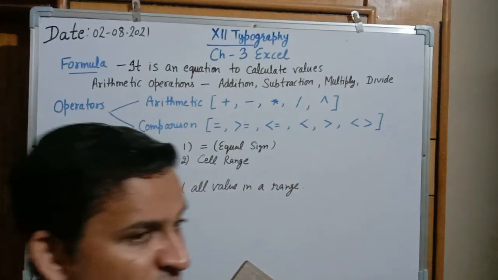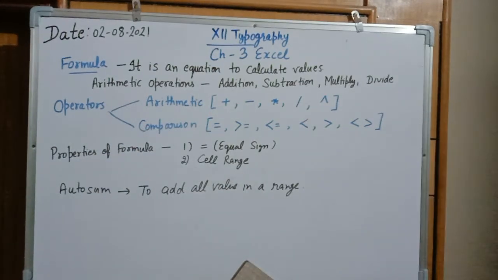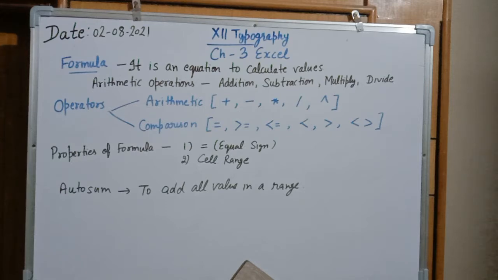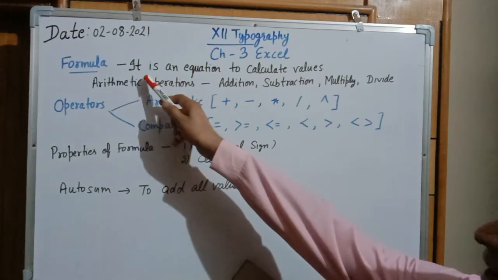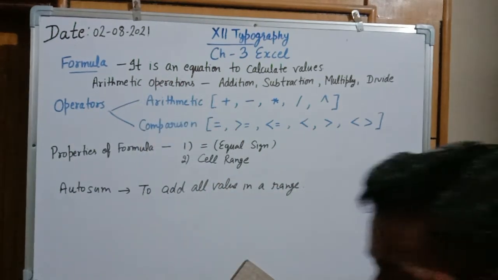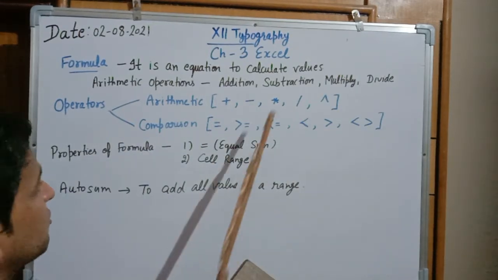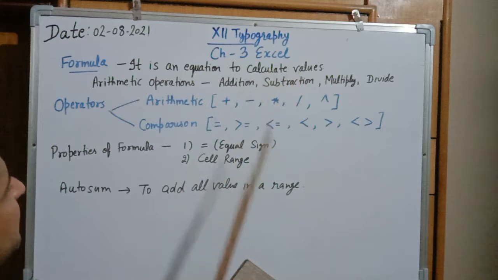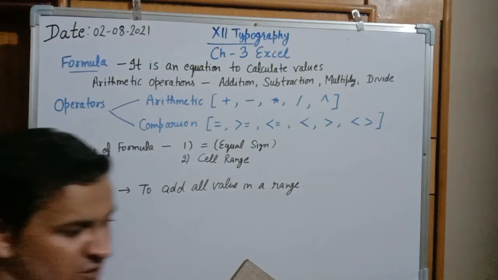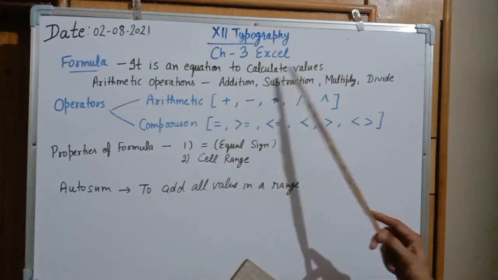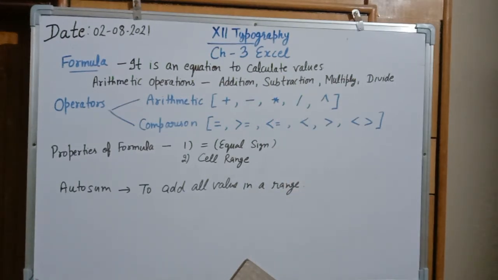So, in today's session, we are continuing with the next topic, that is formula of chapter 3. What do you mean by formula? Formula is an equation. Why is it used? It is an equation used to calculate values. So, formula is a group of equations or a single equation that is used to calculate a specific value.